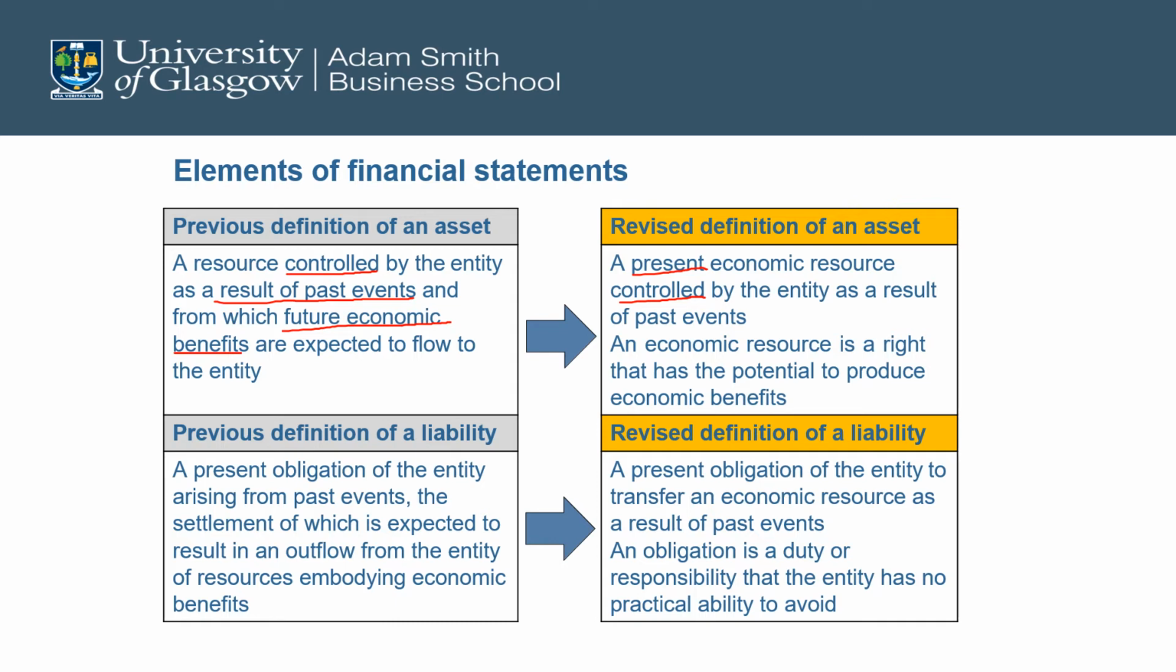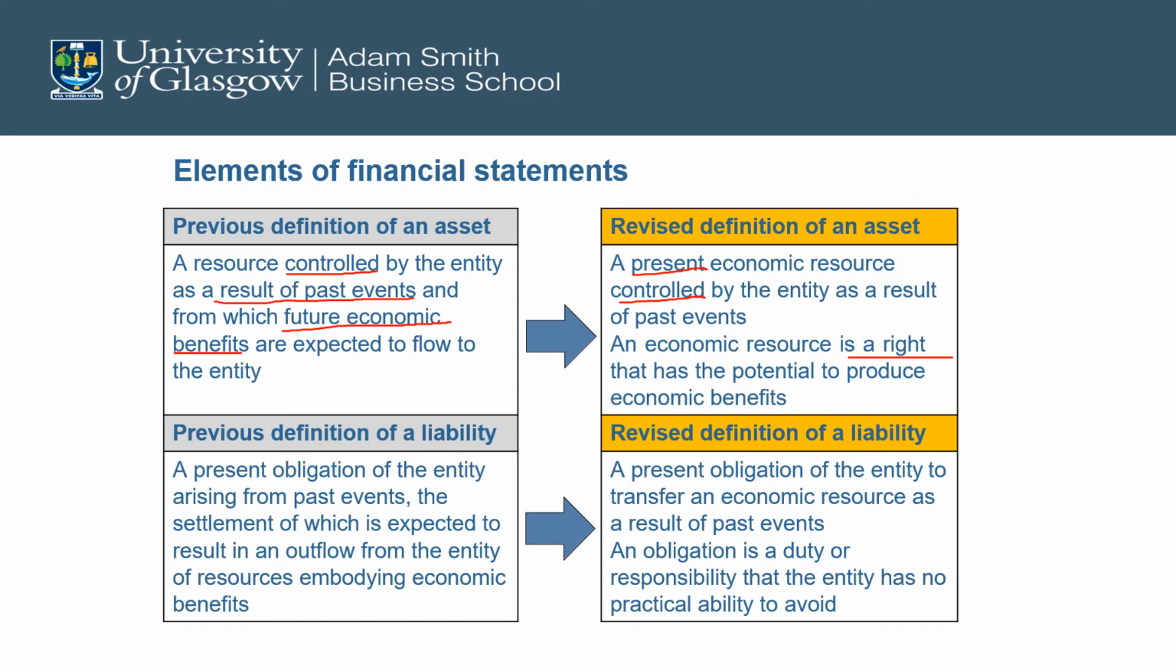But in this new definition, an economic resource is defined as a right that has the potential to produce economic benefit. So this means that if you have access to a certain machine and use it to generate some products, even though you do not necessarily own this machine, you probably still have to recognize it as your asset, because that constitutes your economic resource: the right to access that machine and use it to produce a product.